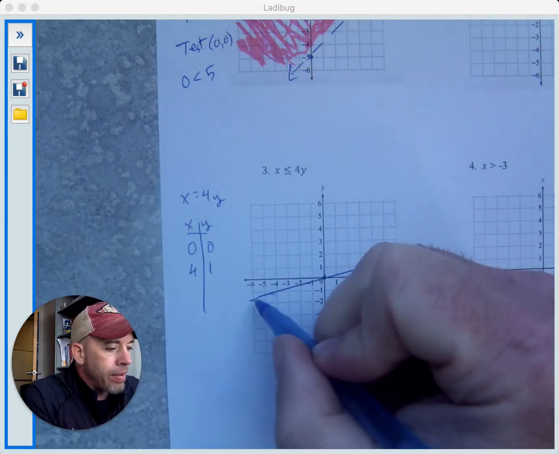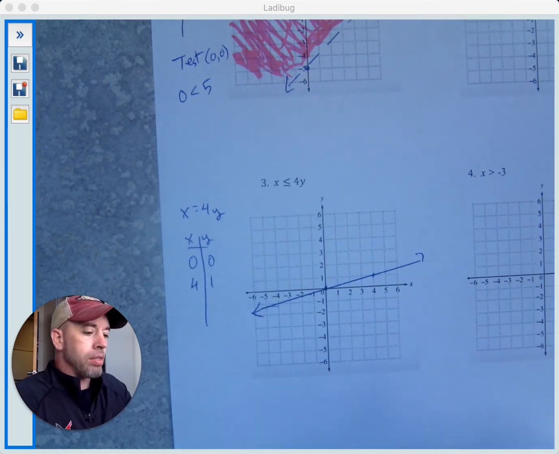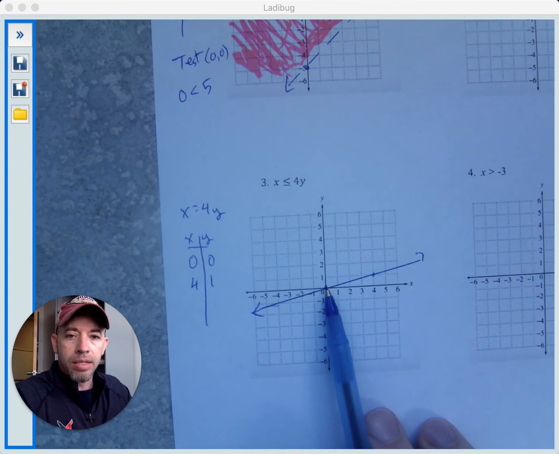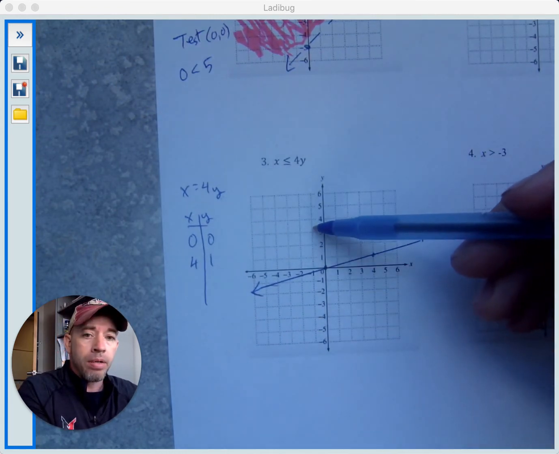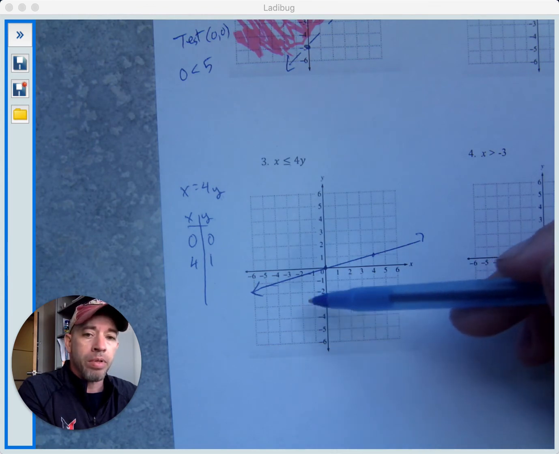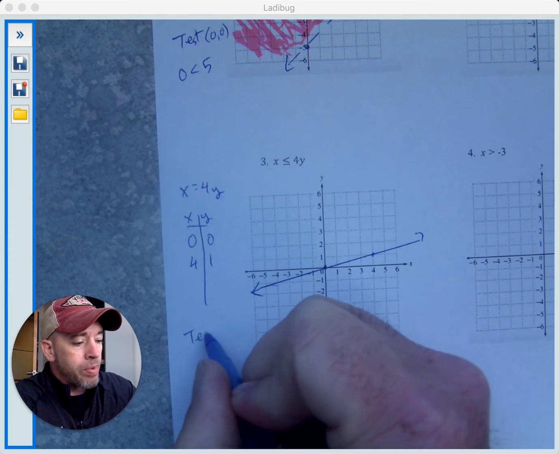Alright, now we've been testing 0, 0, but notice 0, 0 is on this line, so we can't use it as a test point. We have to pick a point either up here or down here, right? Somewhere below the line or somewhere above the line. So let's pick a different test point.